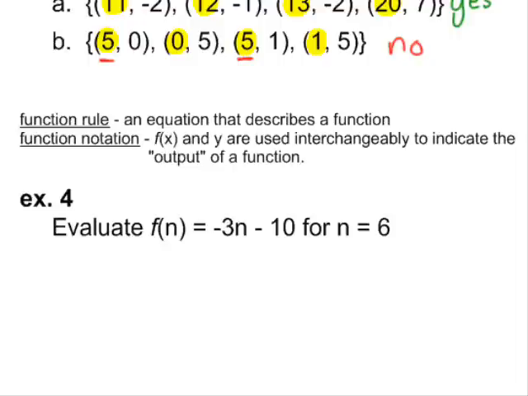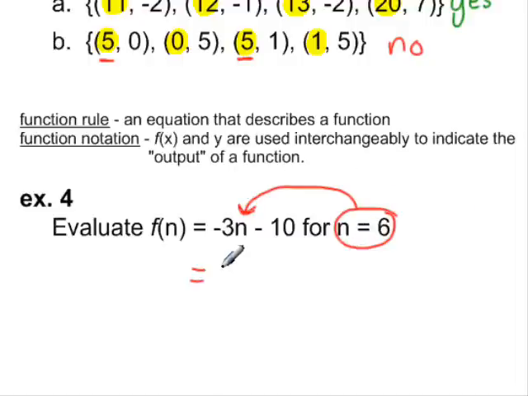So with example 4, we have evaluate f of n equals negative 3n minus 10 for n equals 6. Lots of words, but a very simple solution. What this means is we're going to take this n equals 6 and we're going to plug it into our function rule. This is our input. Input is 6. We're going to plug it in.